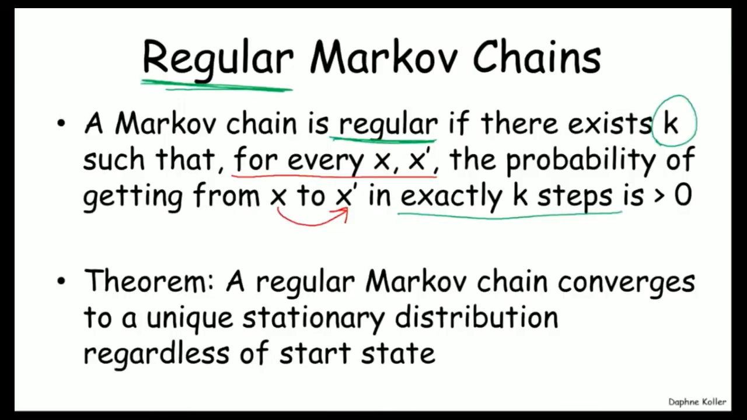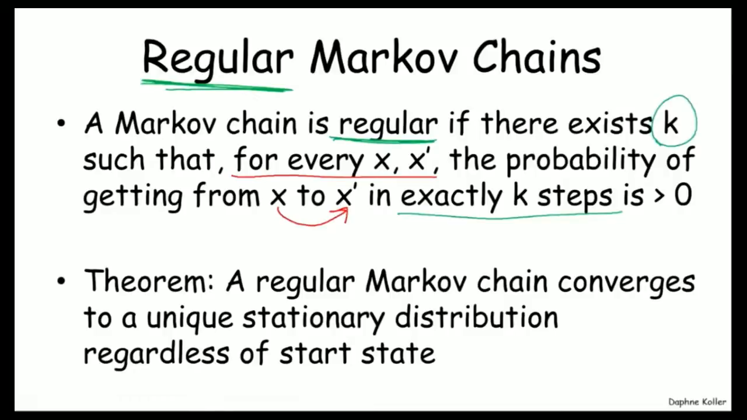So you can't have a different k for different pairs of states. You can pick k to be 1,000 or 1,000,000, it doesn't matter for this purpose, but you need to pick it first, and then there needs to be a way of getting from x to x prime in exactly that number of steps with probability greater than 0.